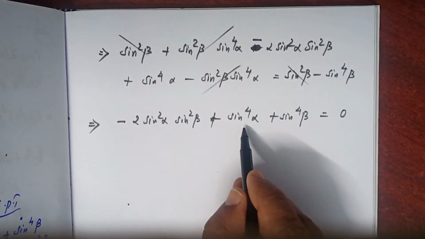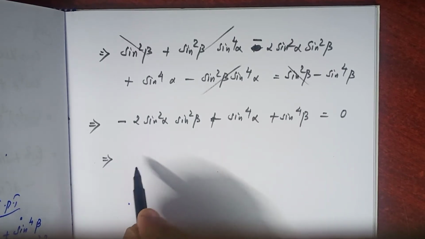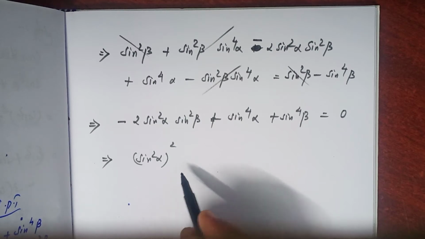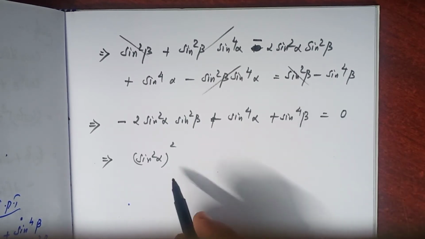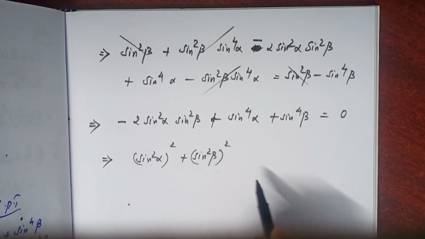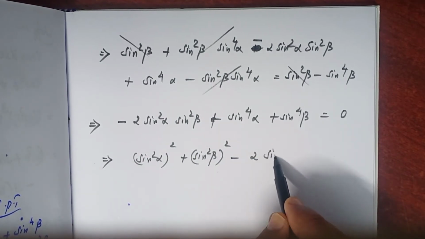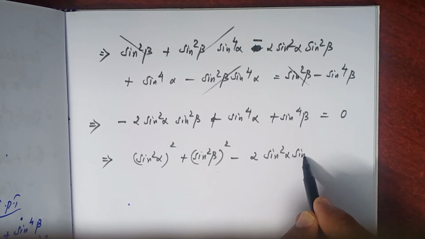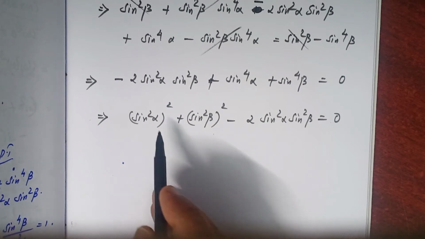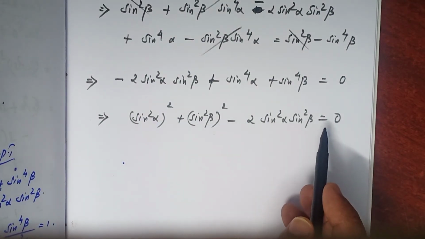Can write them in order. First I write sine power 4 alpha, that can be written as sine squared alpha the whole square, then sine power 4 beta, that is sine squared beta the whole square, minus 2 sine squared alpha sine squared beta, that is equal to 0. What form is it? This is of the form a square plus b squared minus 2ab.